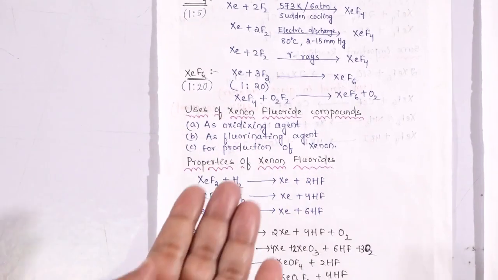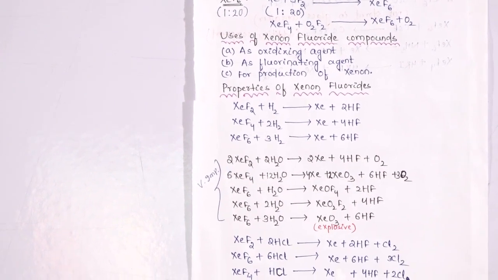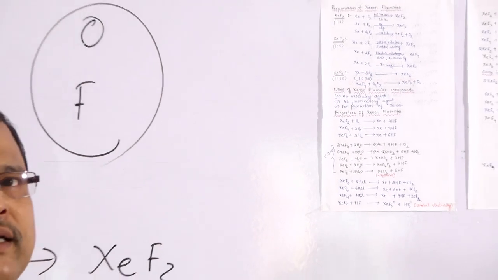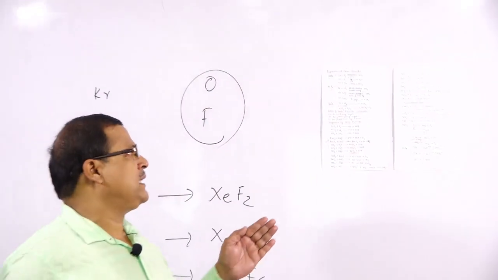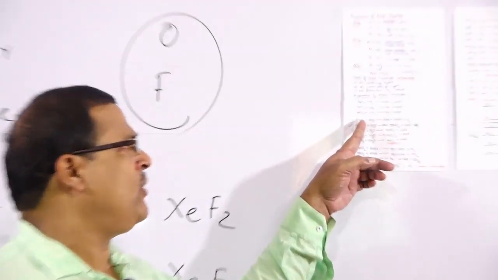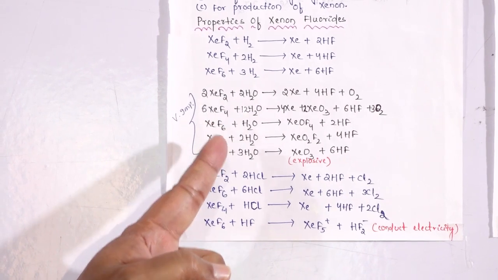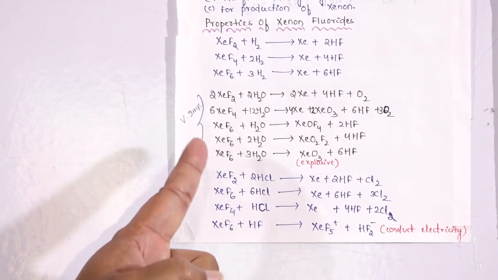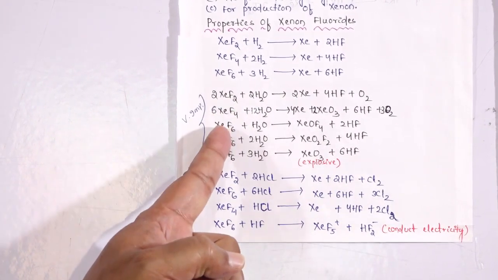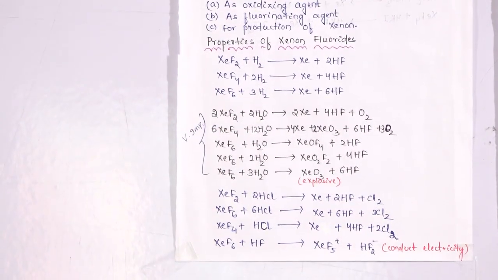One by one we will discuss some properties, and the very important properties, of xenon tetrafluoride and xenon hexafluoride. These are important questions, that is the hydrolysis products of xenon difluoride, tetrafluoride and hexafluoride. These are very important reactions for CHSE and NEET also. So we will first discuss the properties as oxidizing agents.